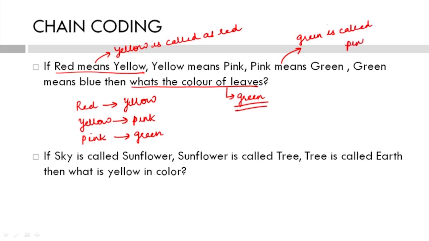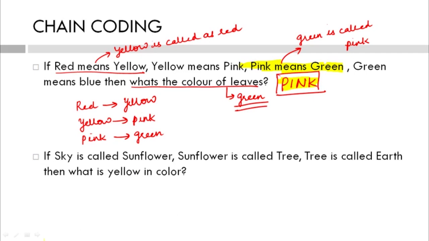So leaves are generally green in color, but according to the coded language, what is the color of leaves? The color of leaves in the code language is nothing but pink. This is the answer that we are looking for. The correct answer here for this question is that the leaves are pink in color, because pink means green. Here it's given pink means green. Using this, I have got this as the answer. I hope it's clear. Let's look at the next question.